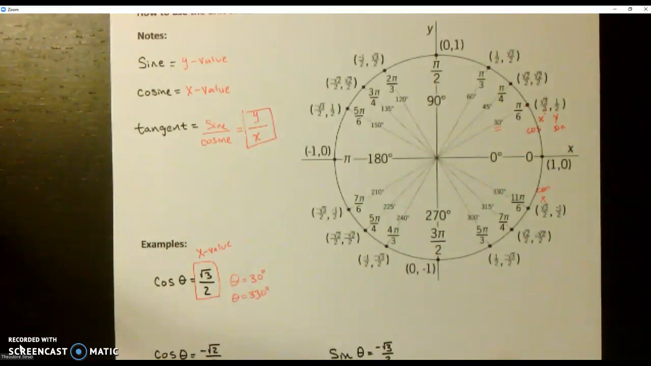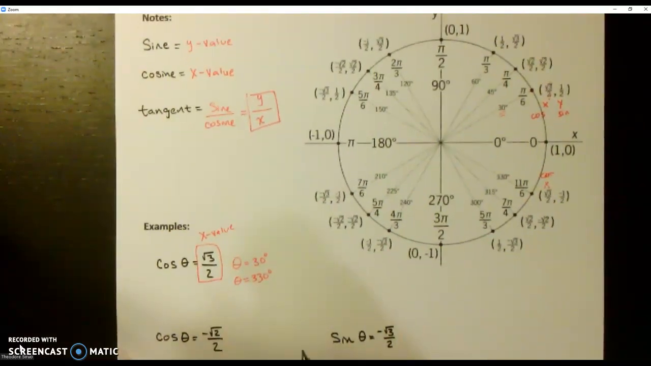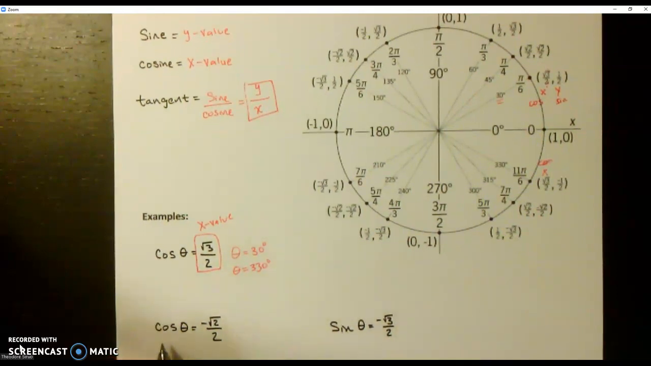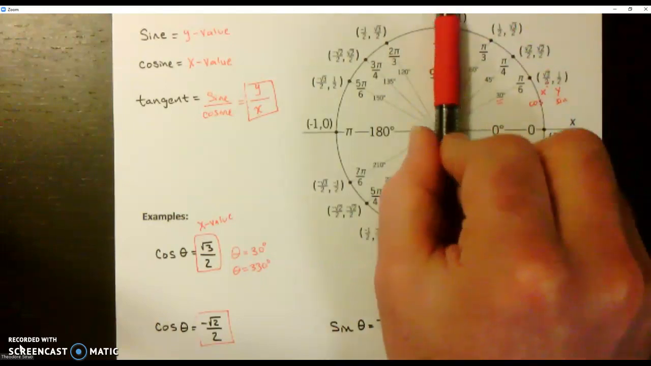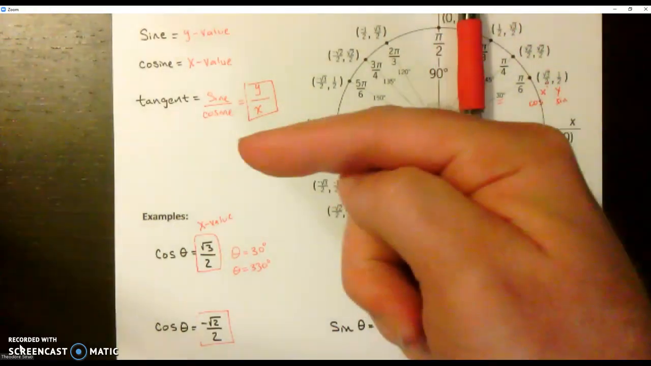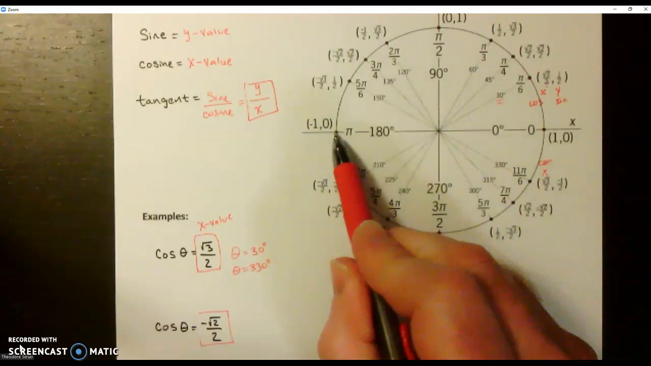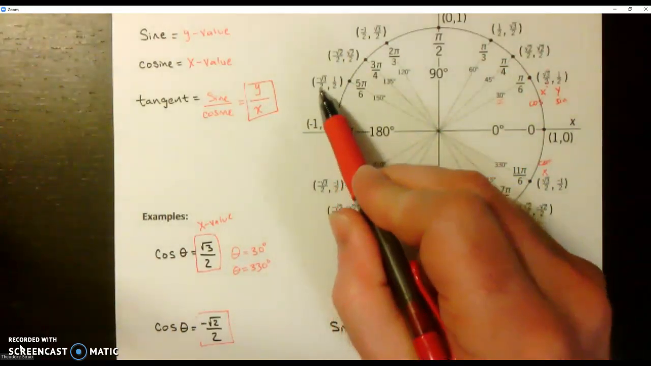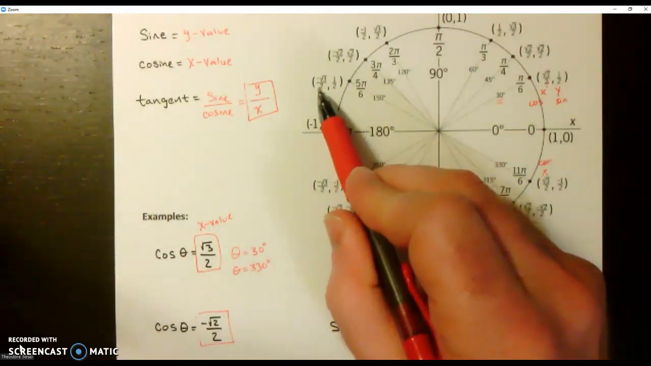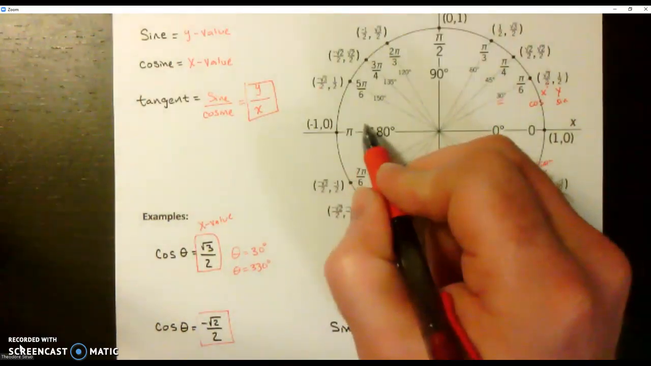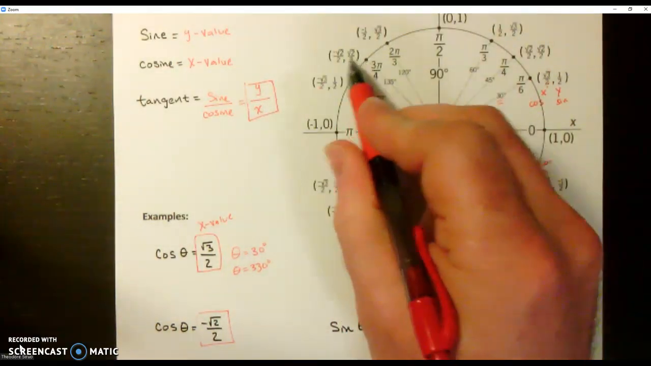All right, we're going to try a couple more. If I scoot this up, on the bottom here, we've got cosine of theta equal to negative square root 2 over 2, and we're looking for when cosine is negative. So let's think about that. Cosine is the x value. If the x value is negative, it has to be when we go to the left. So if I go to the left and I figure out when the x value is negative square root 2 over 2, that is going up 45 degrees.